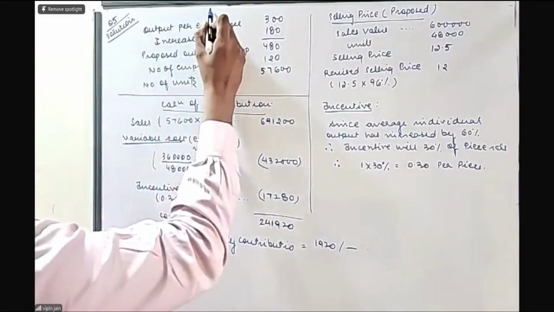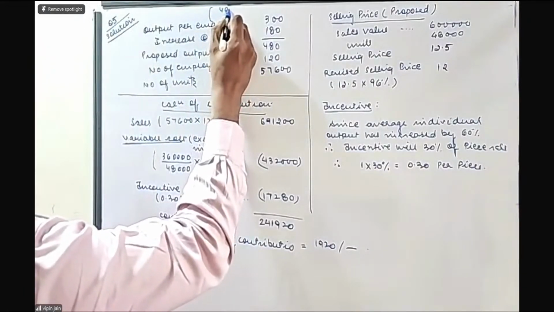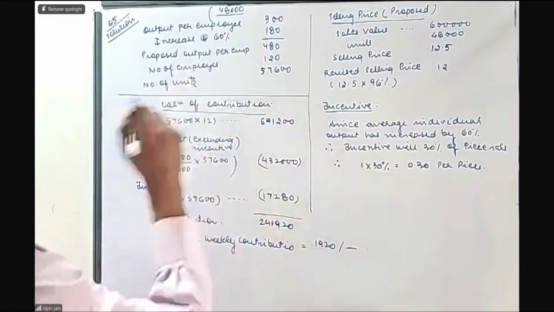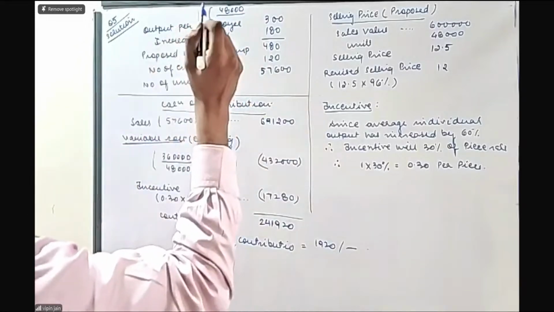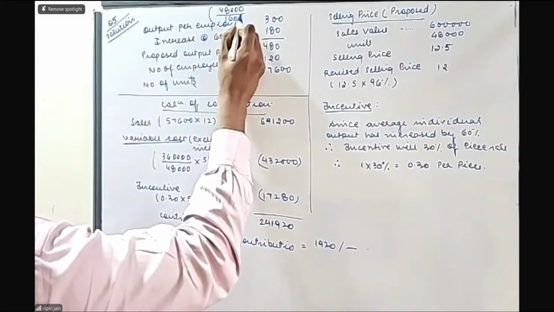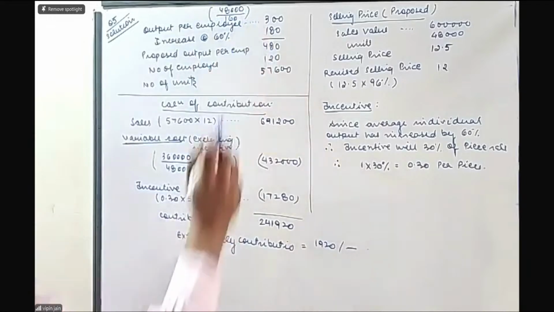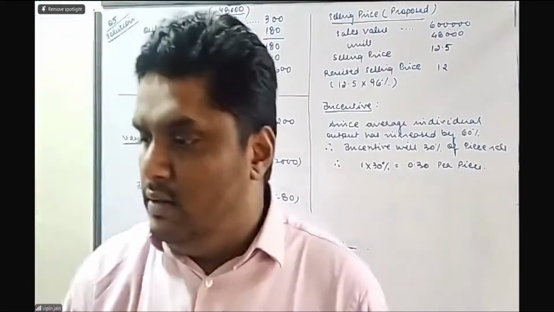Output per employee 300, how I have calculated. See, there are 48,000 units and there are, I think, 160 employees. So this is how I get output per employee 300 units.